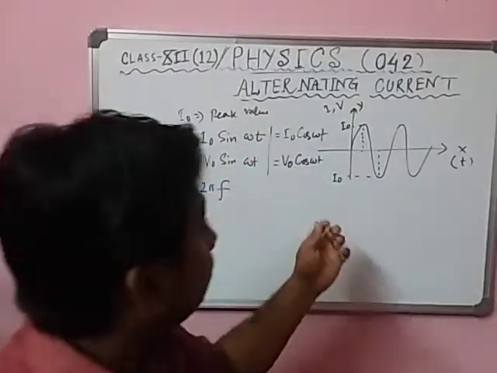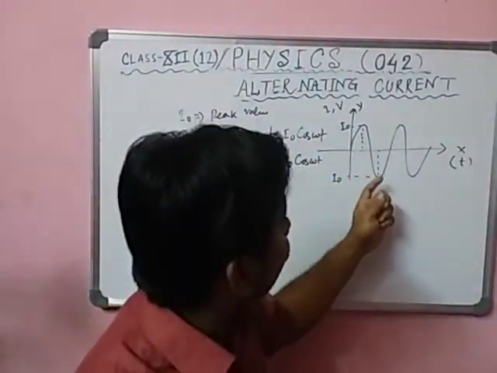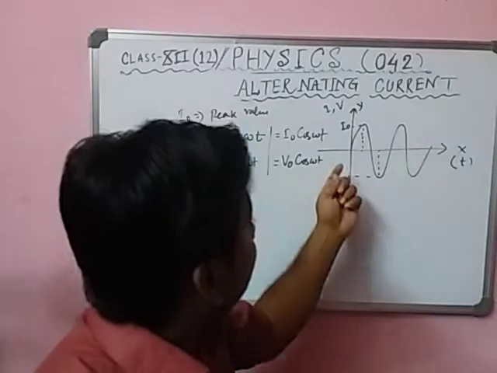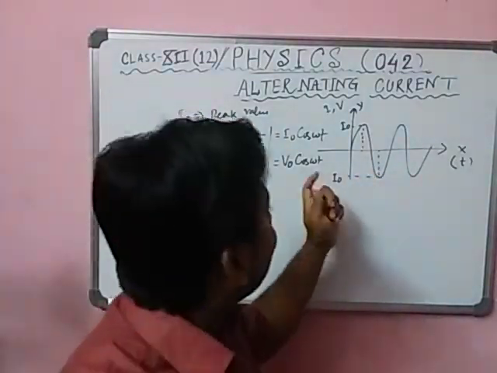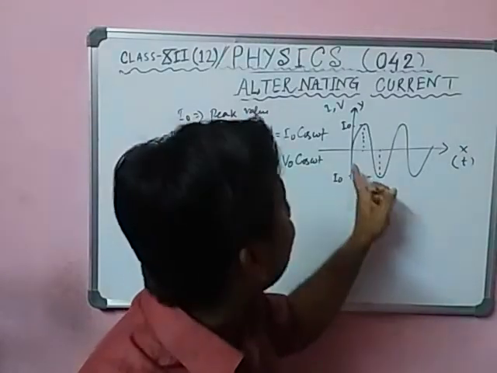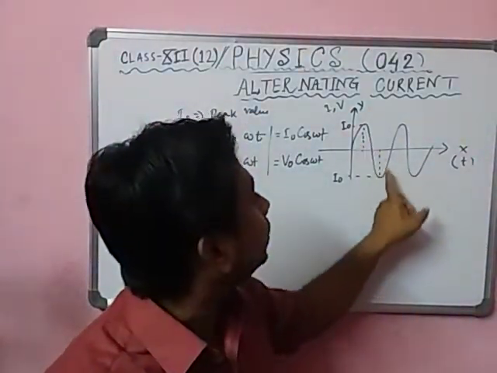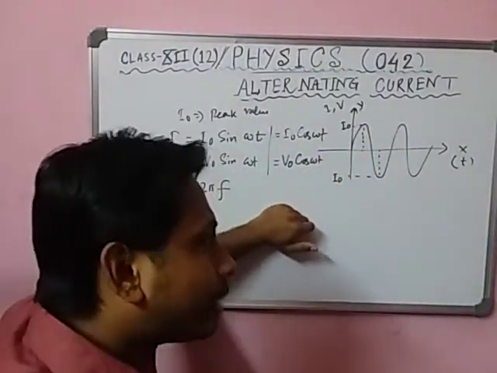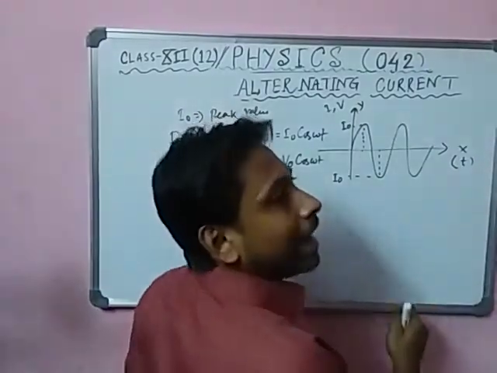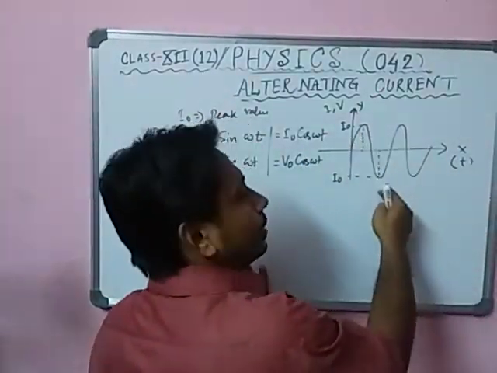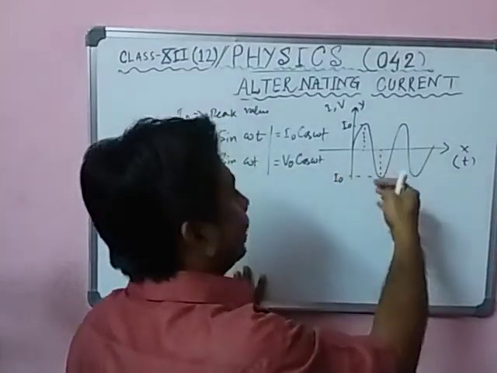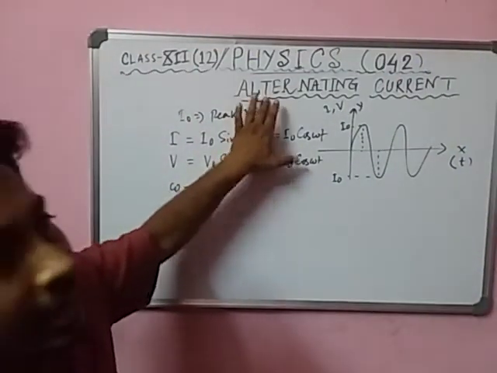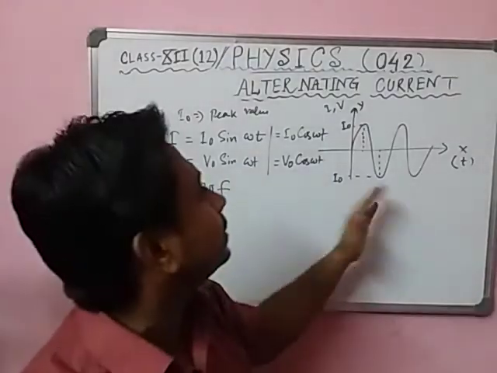First of all, we can define alternating current like this. Say with me, students: if the magnitude of current changes and the polarity reverses periodically with time, then this is called alternating current. It means magnitude as well as polarity both change periodically with respect to time. If current changes, then alternating current. If voltage changes, then alternating voltage.